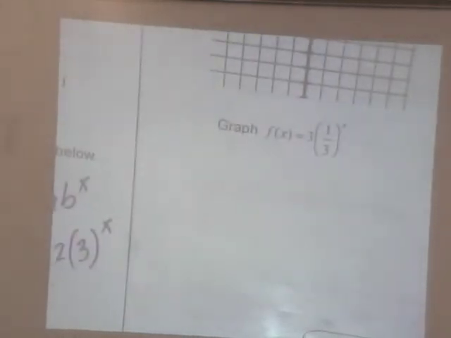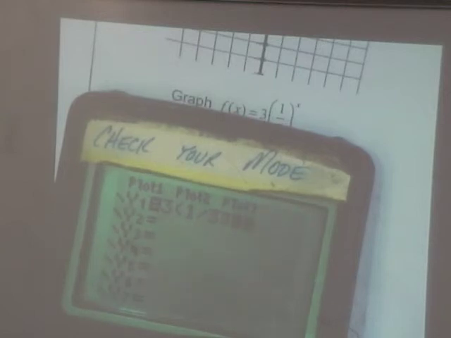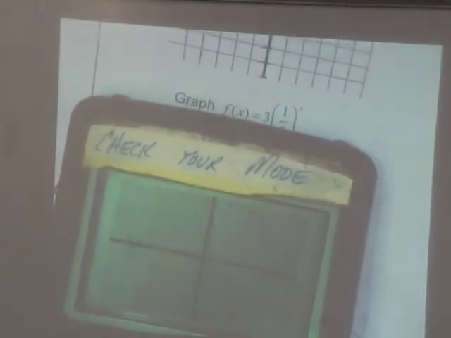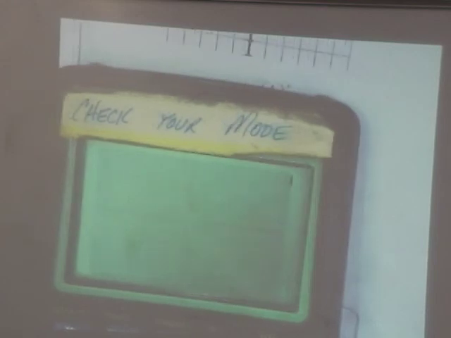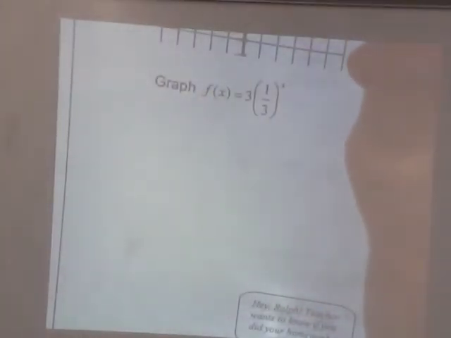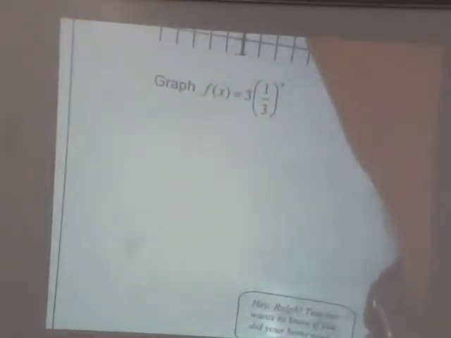Okay, 73 graph. 3 times 1/3 to the x power. 3 times 1 divided by 3 raised to the x power. Exponential decay. There it is. Go to the table, second table, get some points. 1, 0, 3, 2, 1/3, -1, 9 it looks like, way up here.